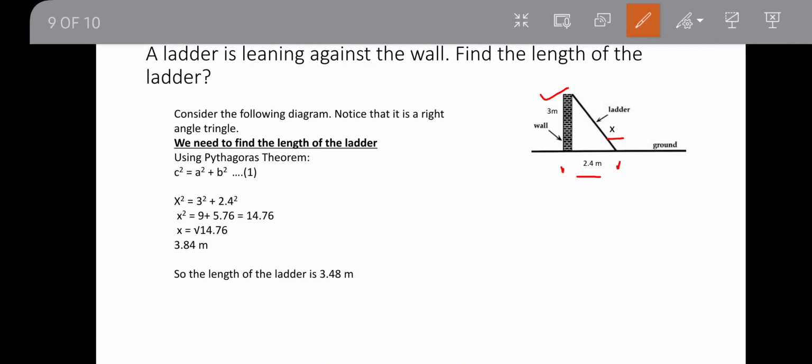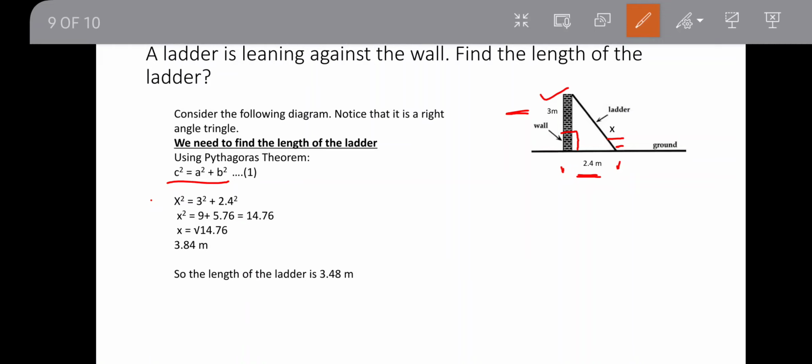Now look at this figure. We can obviously see that this is a right angle triangle. It means we can use the Pythagoras theorem. From Pythagoras theorem, we know c square is equal to a square plus b square. C square is our hypotenuse in this case, which is equal to x. So x square is equal to 3 square plus 2.4 square. 3 square, the length of the wall, and 2.4 square, the distance between the wall and the foot of the ladder.